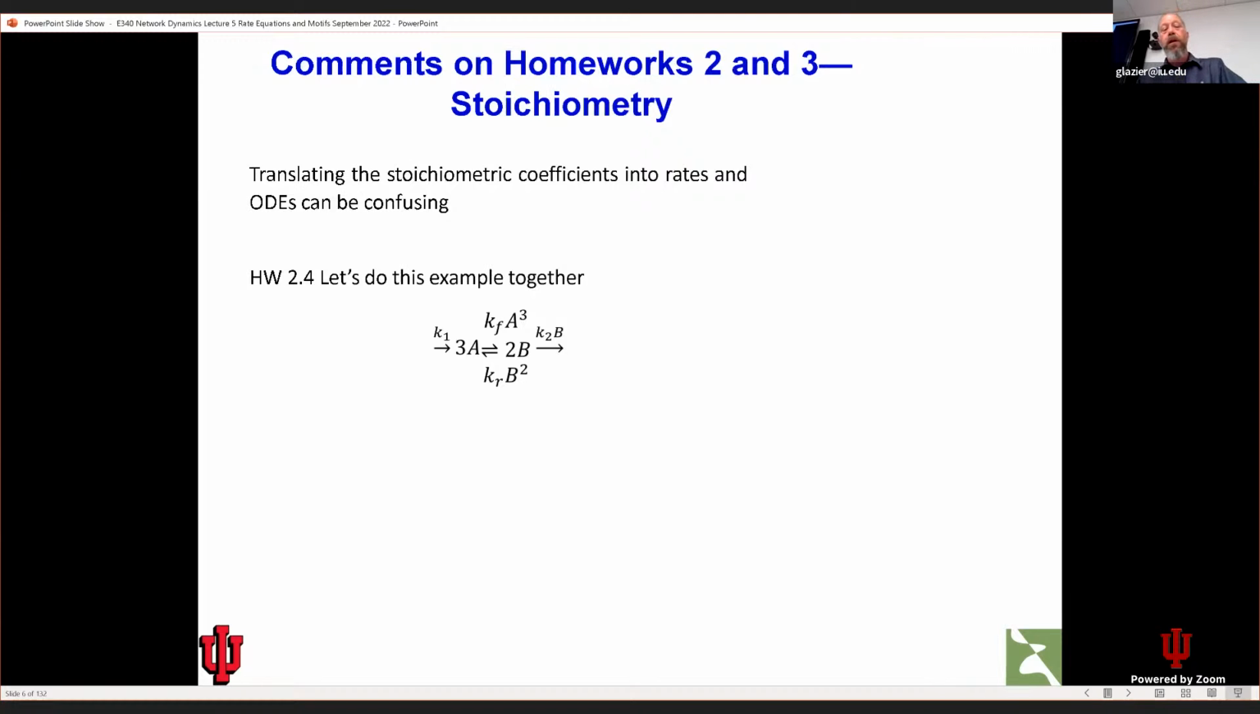Again, I will try always to write things out explicitly, but when you are reading the literature, and I was looking at some of the papers people were suggesting as sources for their possible projects, trying to see if there were potential issues you might run into, most of those papers actually do what I've just said. They would write this as K1 goes to 3A, 3A goes to 2B at a rate Kf, not writing the A cubed. 2B goes to nothing at a rate K2, not writing the B. And 2B goes back to 3A at a rate Kr, not writing the B squared.